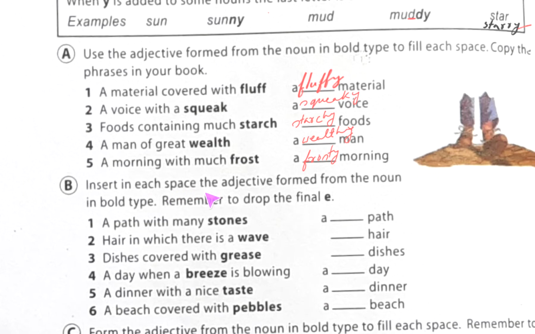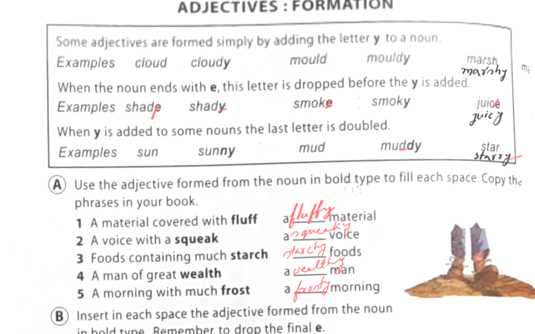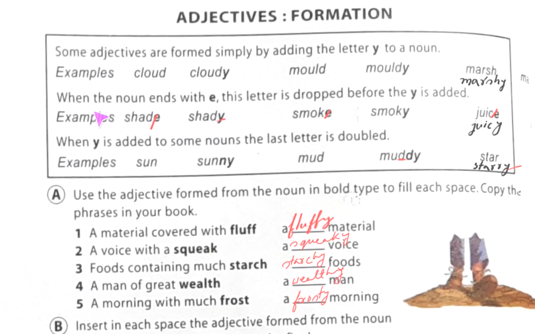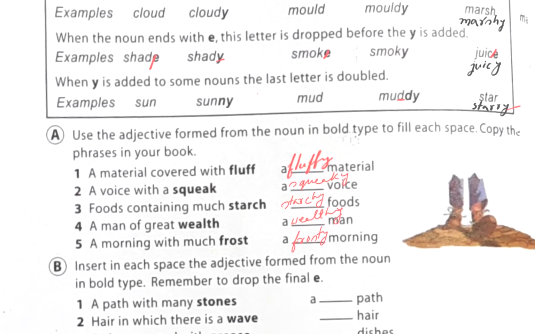Exercise B. Insert in each space the adjective formed from the noun in bold type. Remember to drop the final E. So we will follow this rule. See in this place it's written, when the noun ends with E, this letter is dropped before the Y is added. So we will follow these rules.